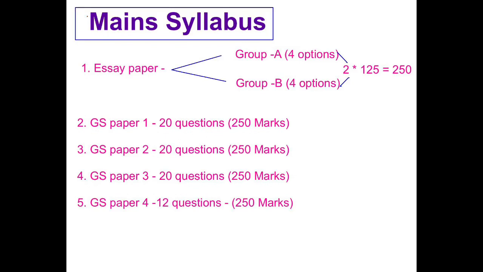Around 20 questions are asked in all the GS papers, and whatever you score in these 1750 marks, your final ranking is actually dependent on these marks. So that is why answer writing is very important.